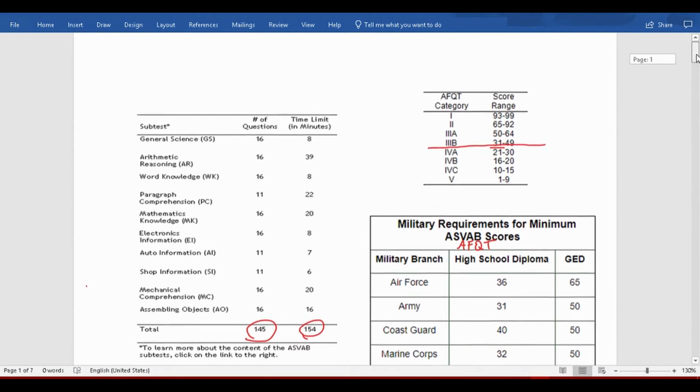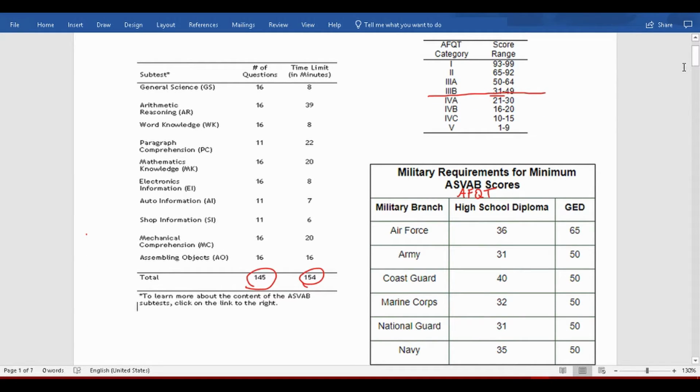Let me stress this final point before we get started. A lot of people stress about the ASVAB because, again, there are minimum requirements and there are 10 subtests. Now, let me put you a little at ease. The AFQT score is calculated based on your performance on only 4 of these subtests, namely arithmetic, reasoning, word knowledge, paragraph comprehension, and mathematics knowledge.